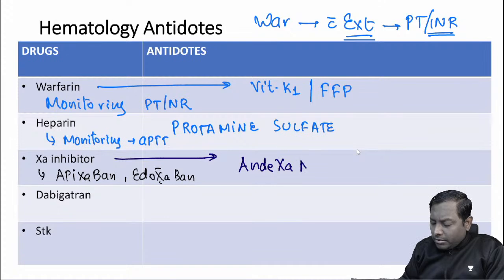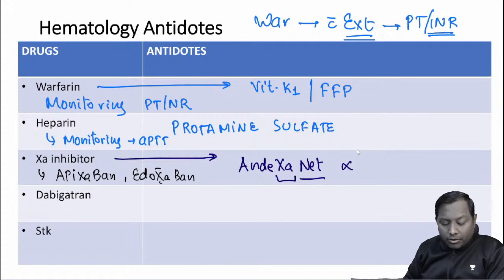I'm writing small and capital letters just to make it very easy. This is the drug that neutralizes 10A. These are the drugs that are going to neutralize 10A. Apixaban, edoxaban, betrixaban, rivaroxaban, these are all direct 10A inhibitors, right? So you can remember the antidote will be the drug that neutralizes 10A, that is andexanet alfa.